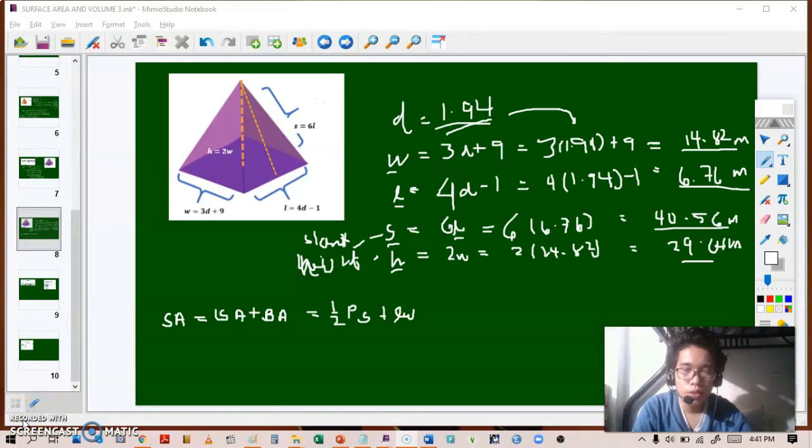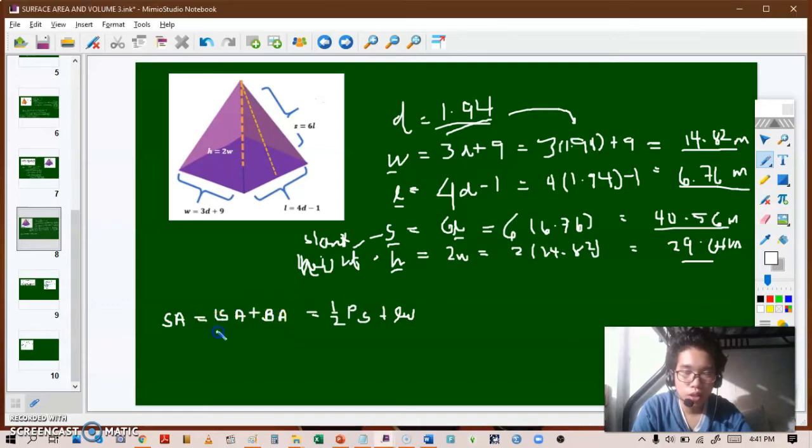To solve for the surface area of the pyramid, we use the formula: the lateral surface area plus the base area. The lateral surface area is the four triangular faces of the pyramid, and the base area is the area of the quadrilateral base. The formula for the lateral surface area is 1/2 the perimeter of the base times the slant height, plus the base area, which is length times width. So how do we get the perimeter of the base? This is the one that's missing.